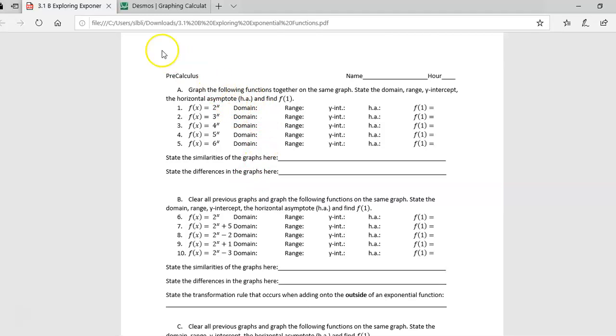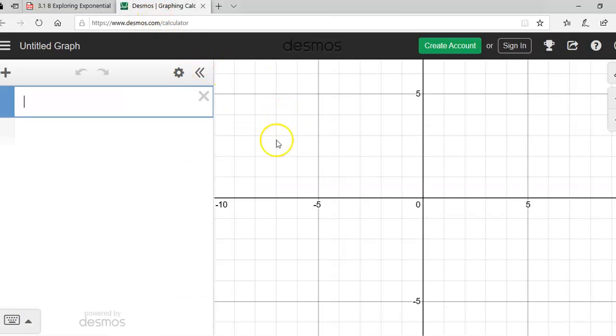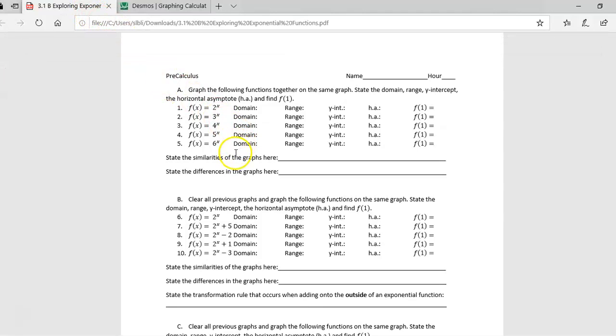We are going to use the calculator Desmos. It's an online calculator. Here's the address, www.desmos.com/calculator. The first thing you're going to do is look at what function it is asking you to graph. We're going to put these five together on the same graph, and then we're going to state the domain, the range, the y-intercepts, the horizontal asymptote, and f evaluated at x equals 1.